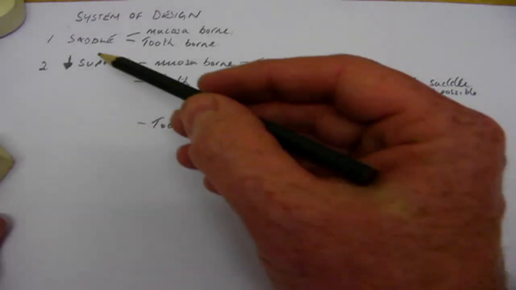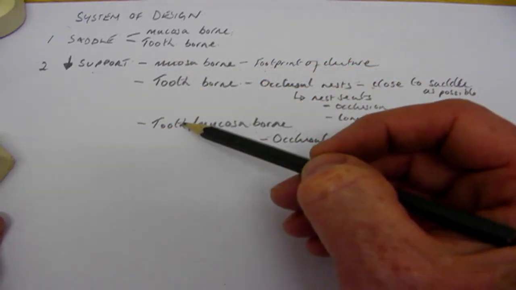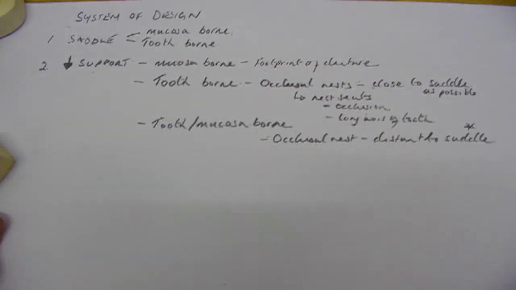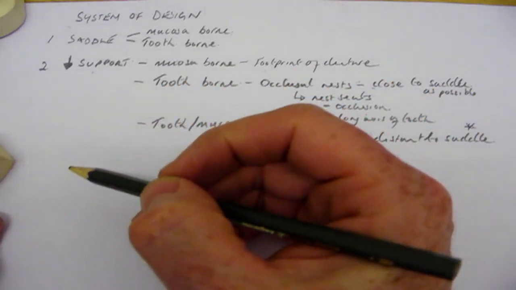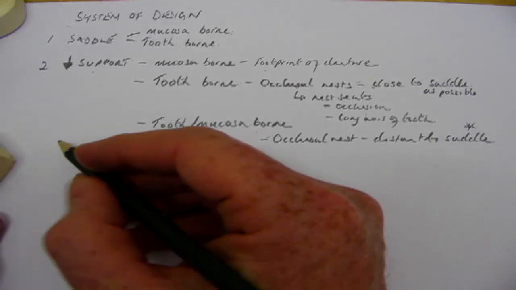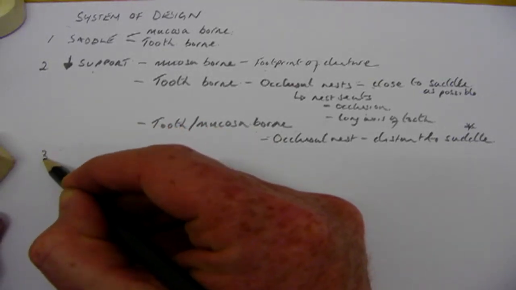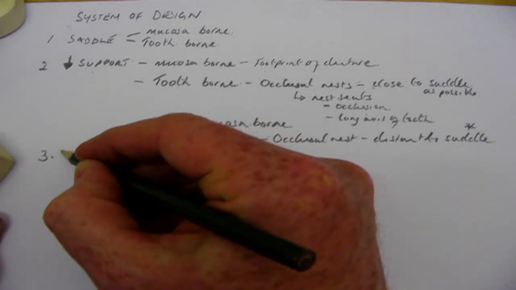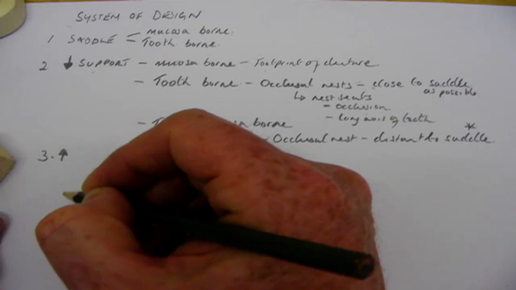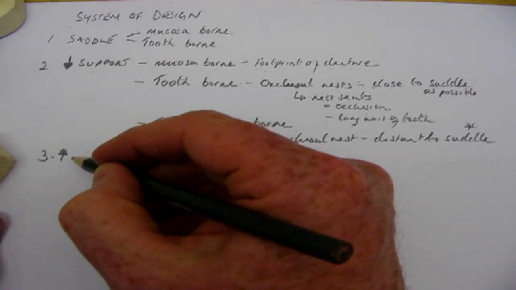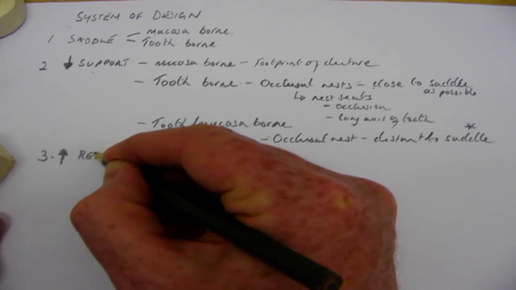Okay, so now we've planned our saddle area. We've decided that it's going to be either a mucosa borne, tooth borne, or a tooth and mucosa borne denture, and now we've got our support drawn on our design. We'll do a few designs in a sec. The next thing to do is to plan our retention, and retention is resistance to movement of the removable partial denture away from the mucosa. So you can think of it as an arrow up. So this is retention.